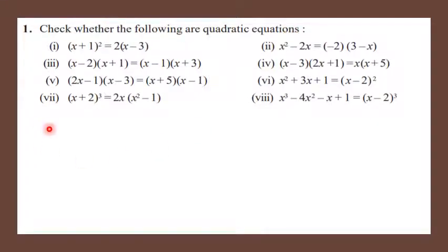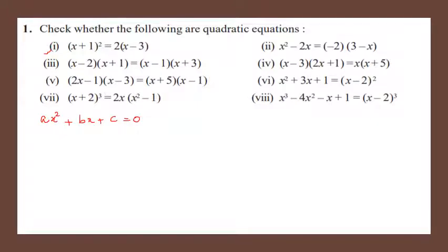Now children, what you have learned is that a quadratic equation should be of the form, what is the form you have learned? It should be of the form ax square plus bx plus c equal to 0. Only then we can call it a quadratic equation.